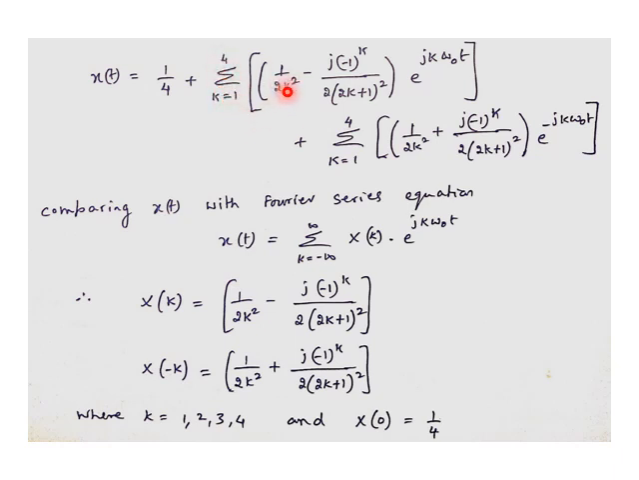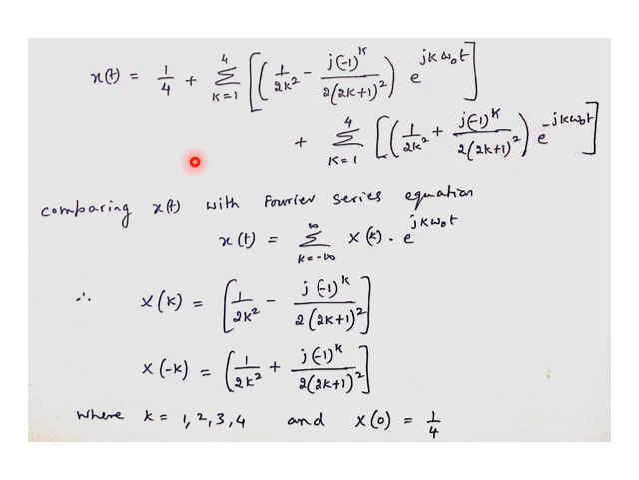So instead of 2n square, n replaced by k, so 2k square minus j into minus 1 to the power k divided by 2 into 2k plus 1 whole square, into e to the power, n replaced by k, into 1 by 5 replaced by omega naught, into t. In the same way for this portion also, it is written in terms of k and omega naught.